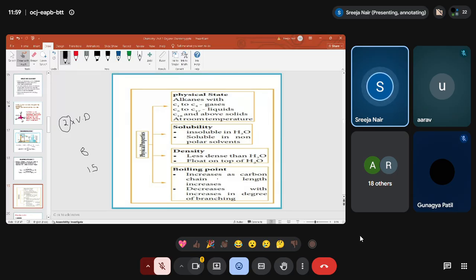The next one is about the boiling point. As there is an increase in the carbon chain, the boiling point increases. And if there are branches in the alkanes, the boiling point decreases with an increase in the number of branches. So this is related to the physical properties of alkanes.